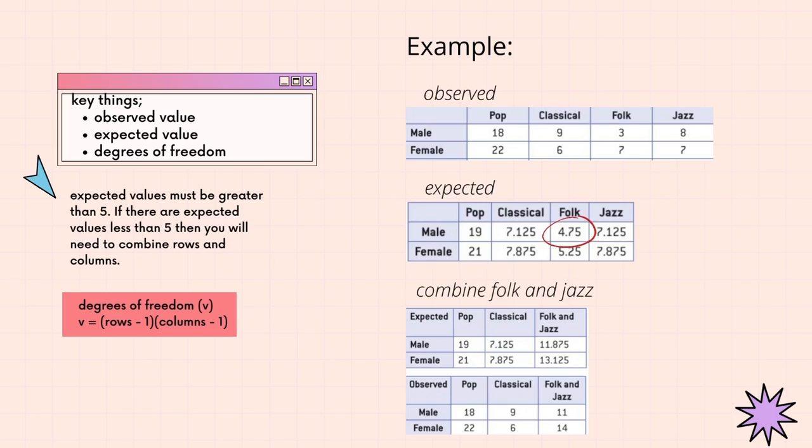One is for the combined expected values of folk and jazz, and another is the combined observed values for folk and jazz. And lastly, the degrees of freedom, which is relatively simple. All you have to do is rows minus 1 times columns minus 1.